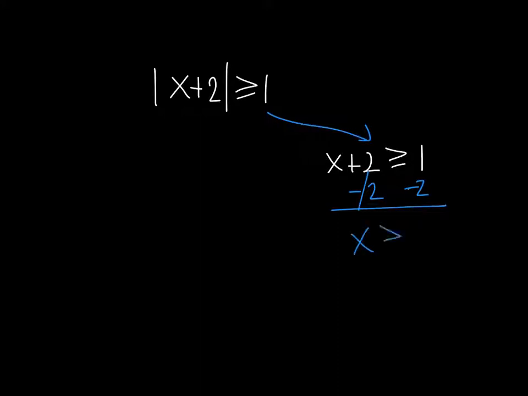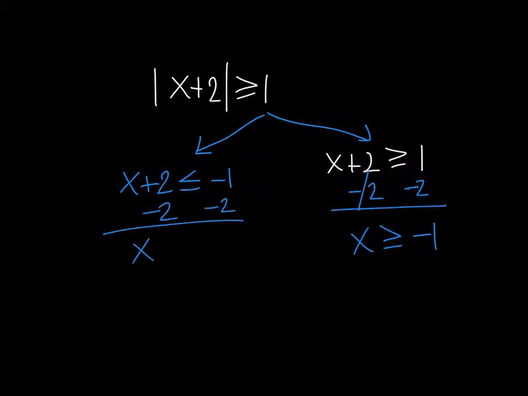So x is greater than or equal to -1. But then we need the negative part. So we have x plus 2. I need the -1, which means it switches which one's bigger and which one's smaller, so we have to switch the sign. Again, I did exactly what was up here: I've got the x plus 2, I switched it to a -1, which means I also had to switch my sign. Go ahead and solve that. So -2, so x is less than or equal to -3.